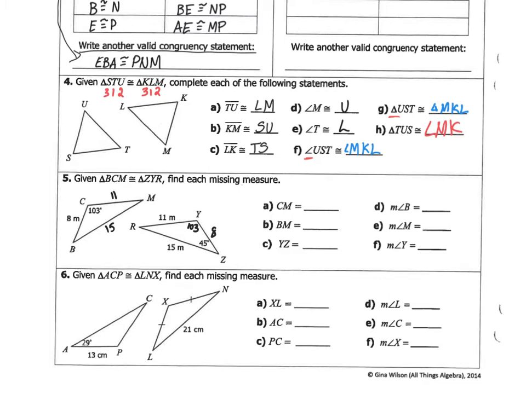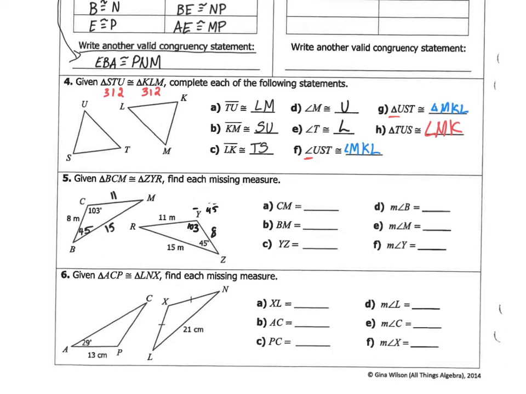Now, how would we find the other angle? So we are missing, we know this one, we are missing M and R. What does a triangle equal? 180. So you would have to do 180 minus 103 minus 45.